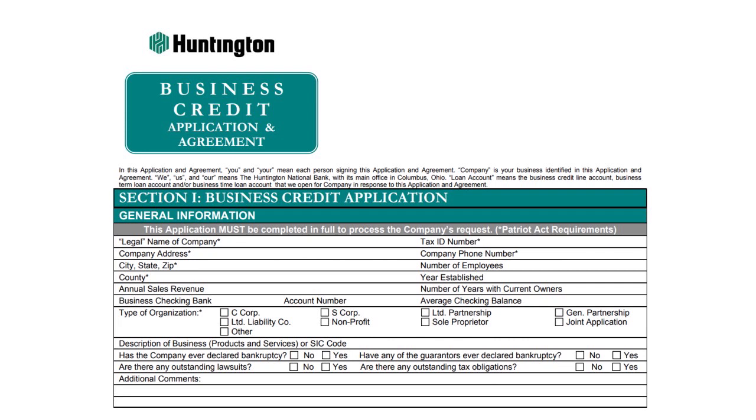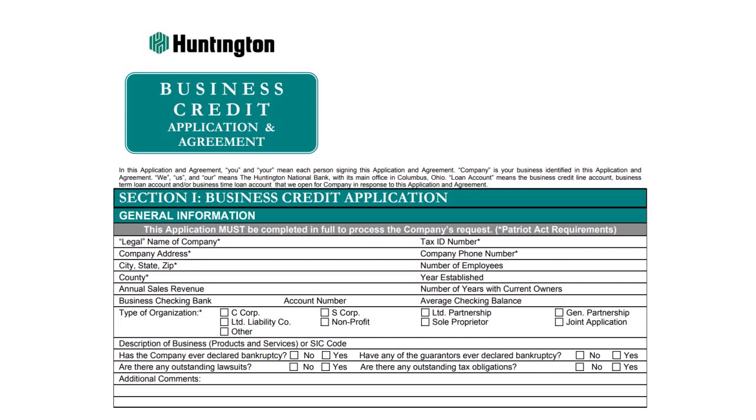And you can see that some data have, I would say, stars next to them. This is because of the Patriot Act requirements. This is important. You want to put the number of employees you have, the county, the year the company was established, and then you want to put more information around your finances, your company's finances. So annual sales revenue. This is gross, not net revenue, but gross revenue. So this is top of the line.